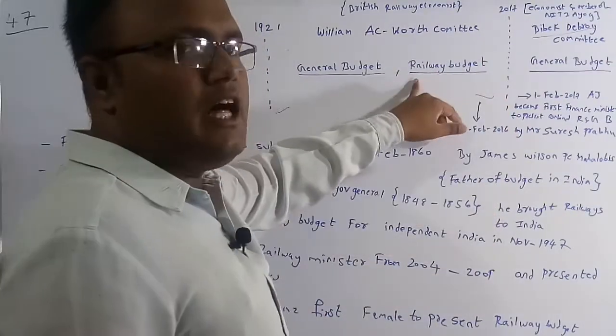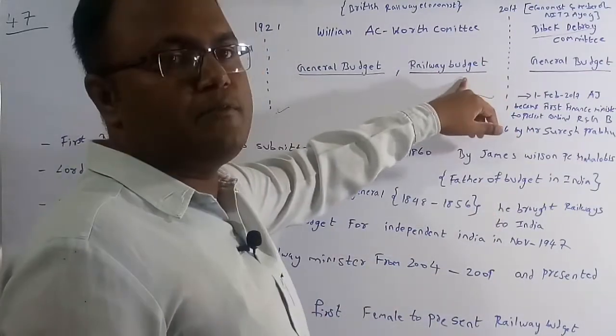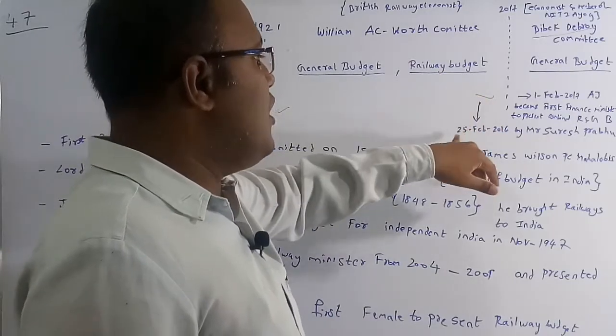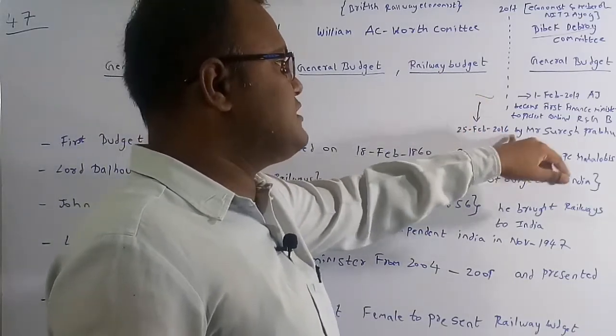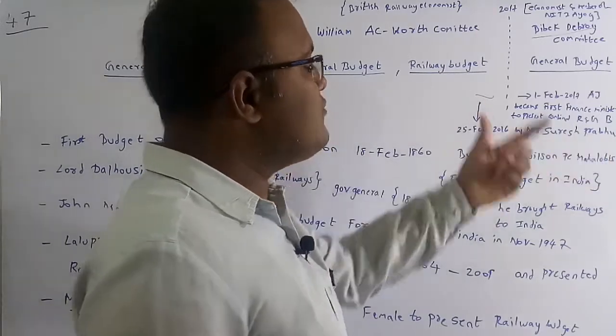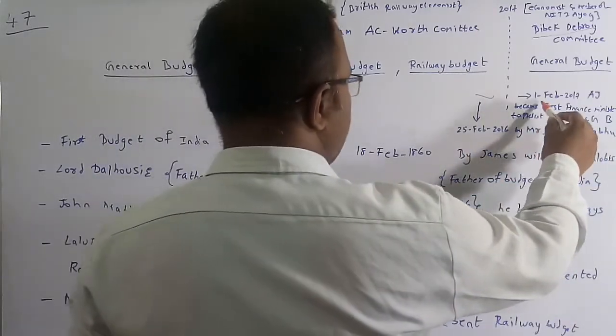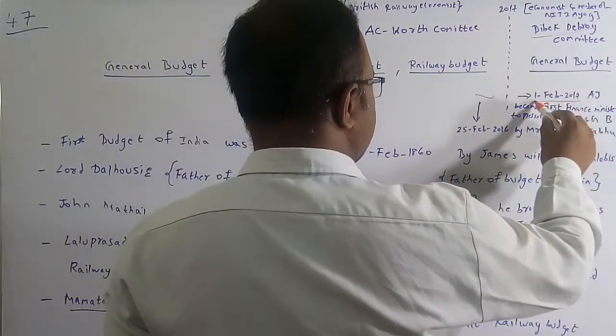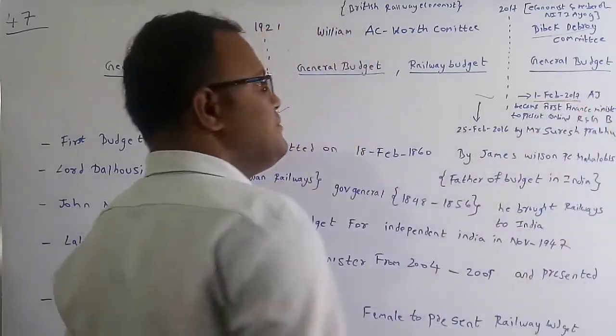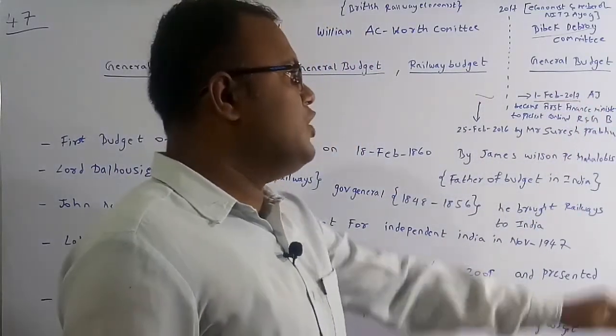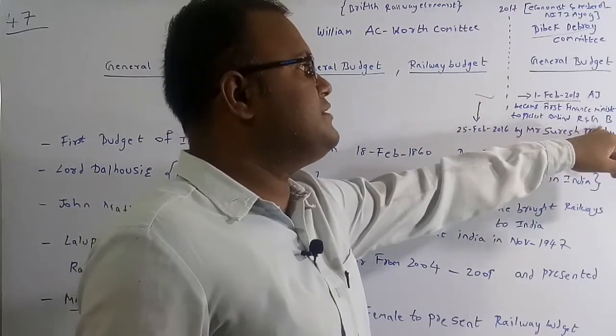Therefore the last railway budget was separately presented on the 25th February 2016 by Mr. Suresh Prabhu. After that, from 1st February 2017, Arun Jaitley became the first finance minister to present the combined railway budget and general budget.